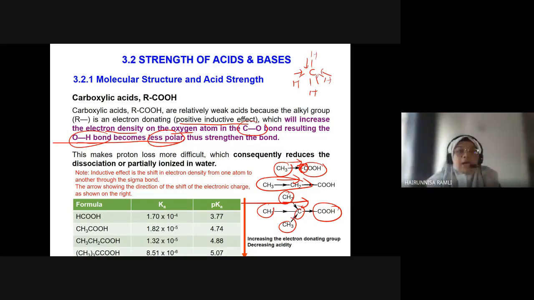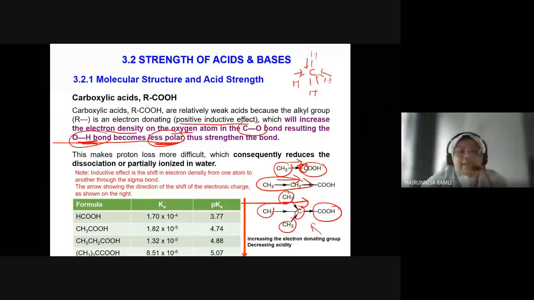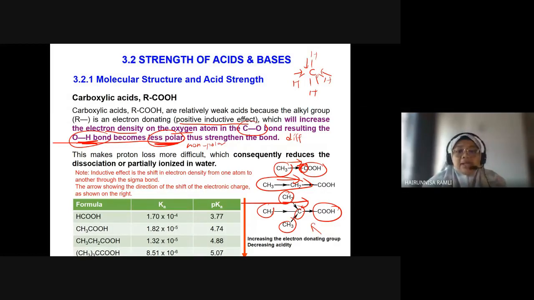non-polar. In this case it is actually polar, because it is not symmetrical. But because of the CH3 going towards the central atom, that's why here the OH bond becomes less polar. Less polar, it tries to become non-polar. It is still polar but less. So when less polar, it means the bond is stronger. When the bond is stronger, it is more difficult to release the H+. So when it is difficult to release H+, that's why it is a weak acid.